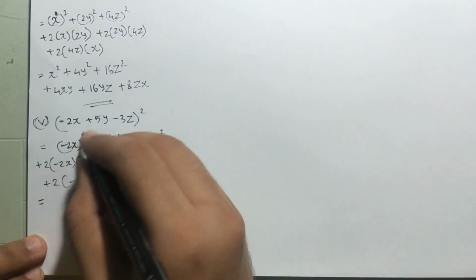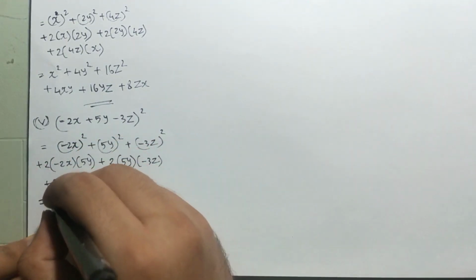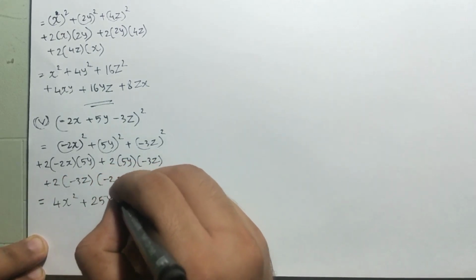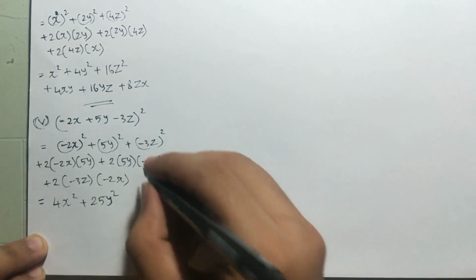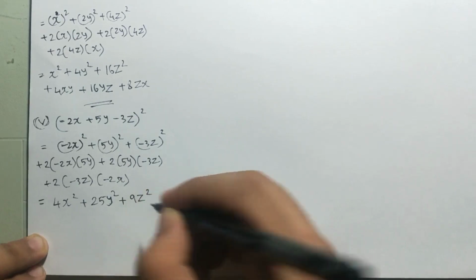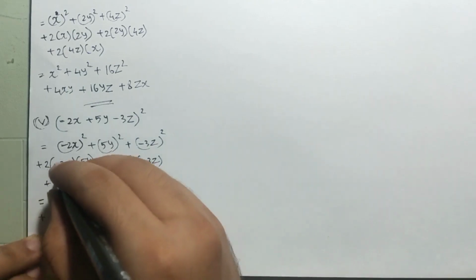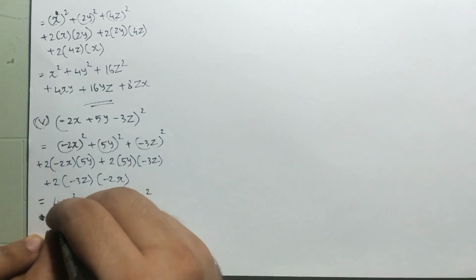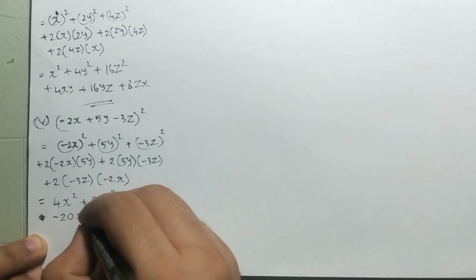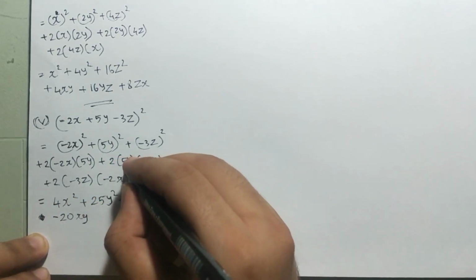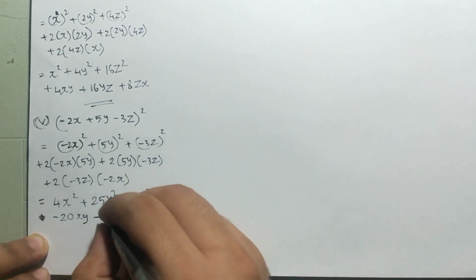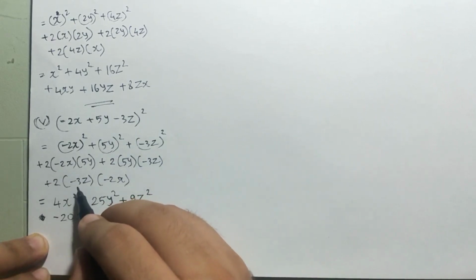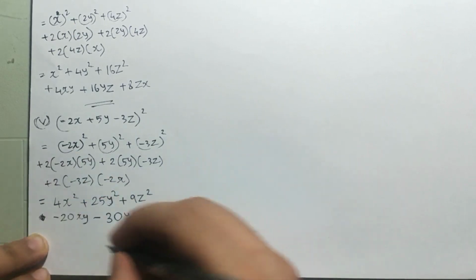This was given as minus 2x square. Minus will become positive, that is 4x square, plus 25y square, 5y whole square, plus 9z square. Plus, not plus, sorry, it will be minus: 2 into minus 2 is minus 4, minus 4 into 5 is minus 20xy. 2 into 5 is 10, 10 multiplied by minus 3 is minus 30yz. 2 into minus 3 is minus 6, minus 6 into minus 2 is plus 12, plus 12zx.